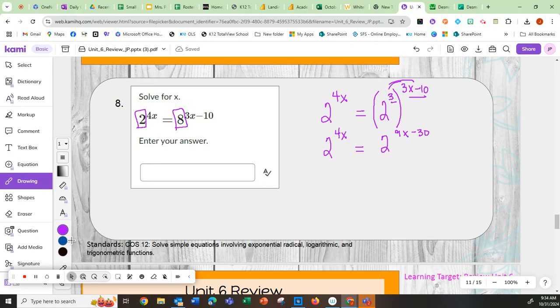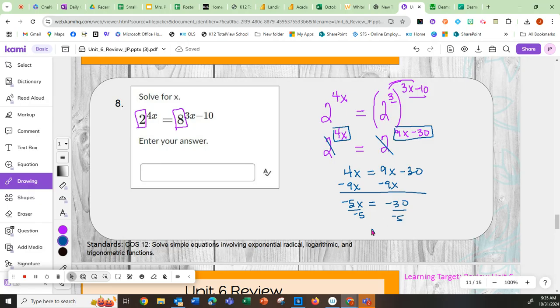Once your bases are the same, so base 2 on the left equals base 2 on the right, that means our exponents are the same. So you can drop the bases and then write an equation stating that if the bases are the same, then your exponents have to be the same. And then you'll just solve for x by subtracting 9x from both sides, and then dividing both sides by negative 5, and then you'll end up with x equals positive 6.